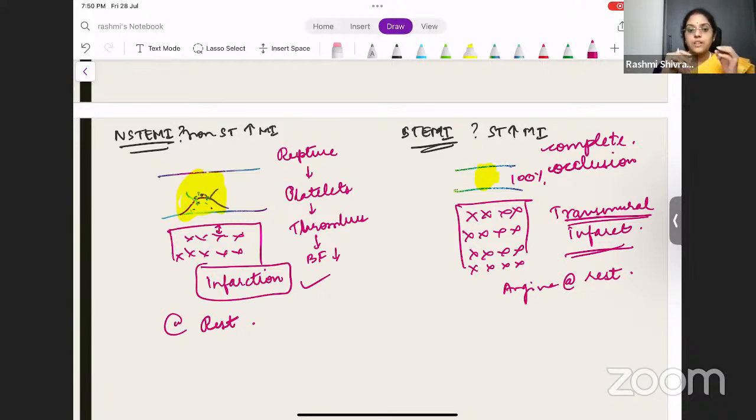Whereas in NSTEMI, what happens? There is a thrombus formation because of the plaque rupture. The platelets come, you form a thrombus. The thrombus completely occludes the vessel, but the ischemia time is less. Okay. So there is not a complete infarction, but some amount of myocardium gets infarcted. But what happens in STEMI? There is a complete occlusion and a transmural infarct, producing angina at rest.